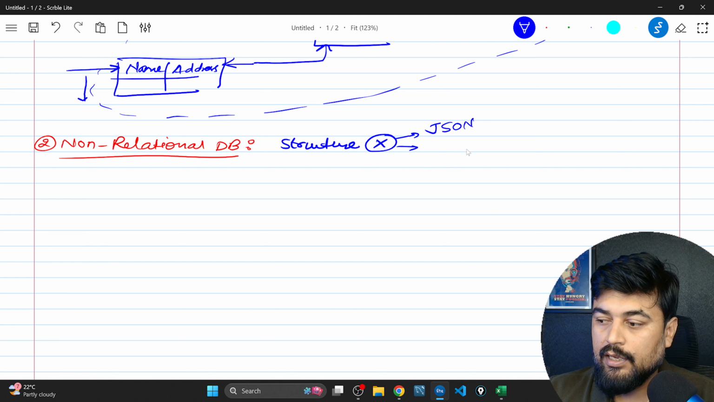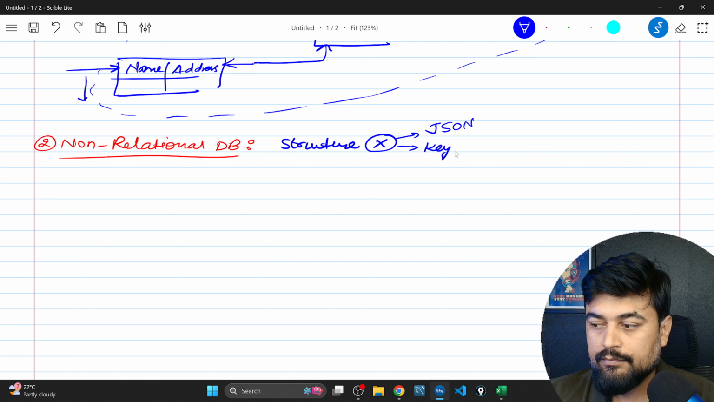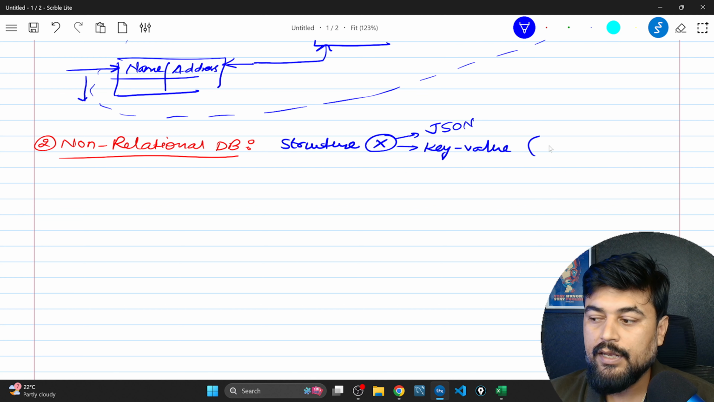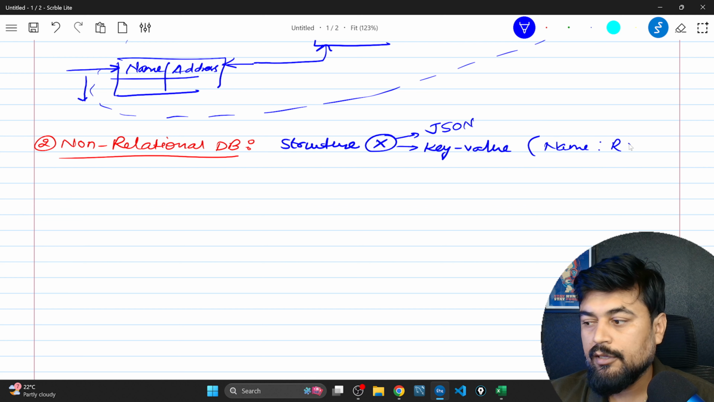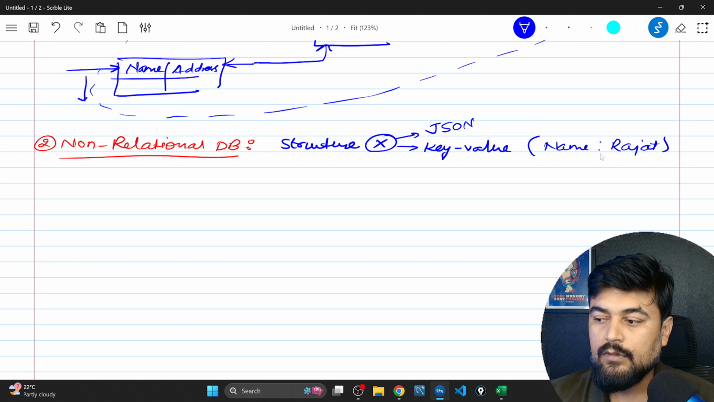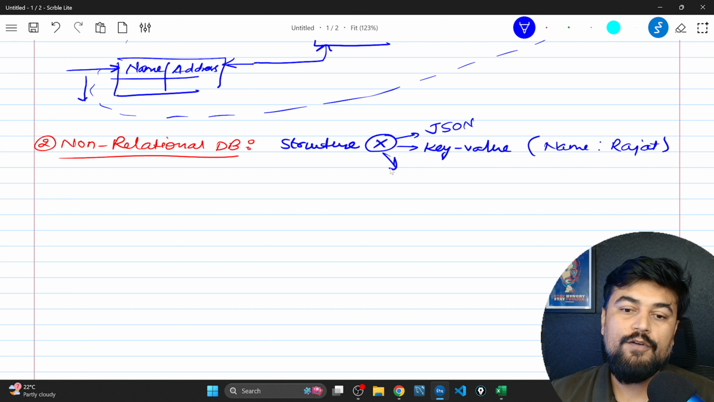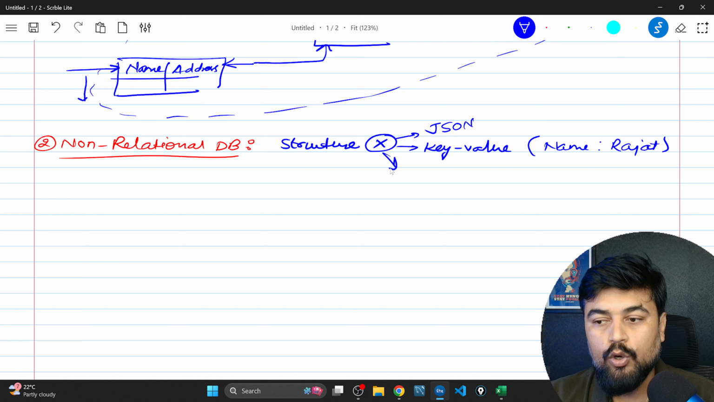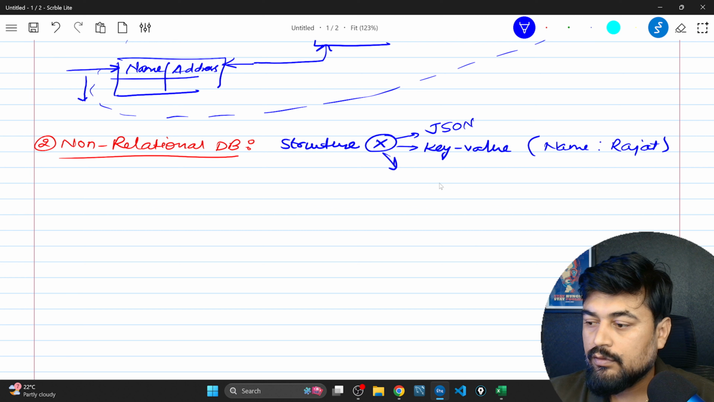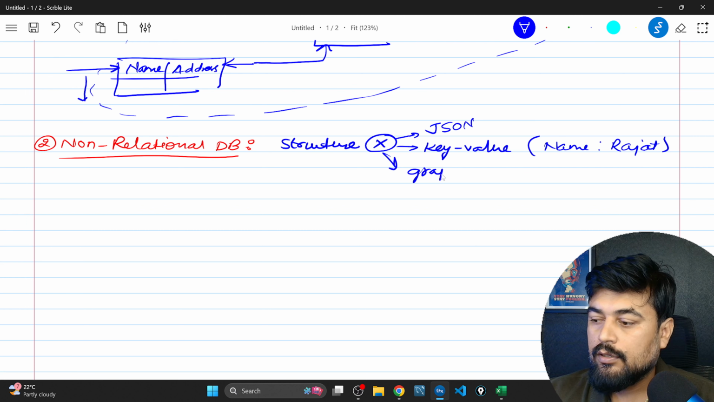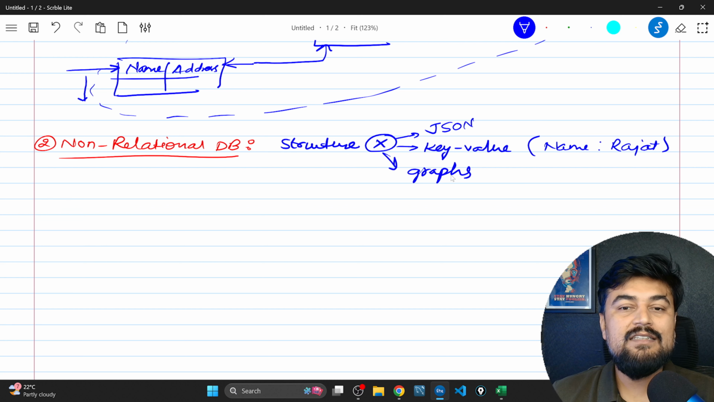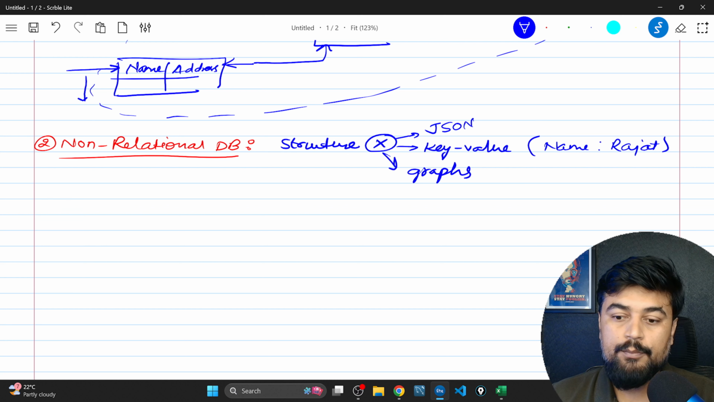Again, here you have a key value pair, like you have a key and the value. Let's say an example would be name. Name is a key and value can be Rajat. So this is the second type of input which the non-relational database can accommodate. Then you have graphs. So all these types of non-structured inputs are used by the non-relational database.